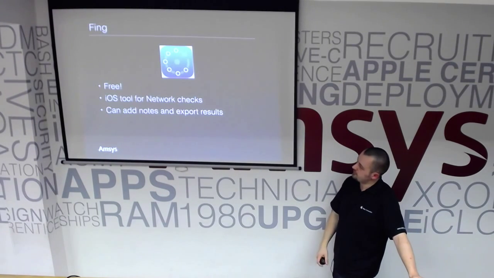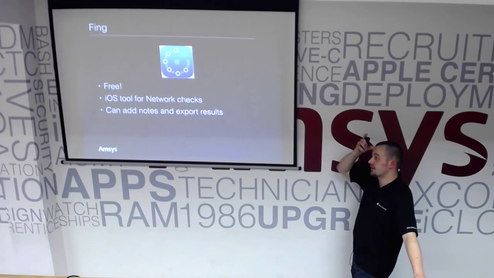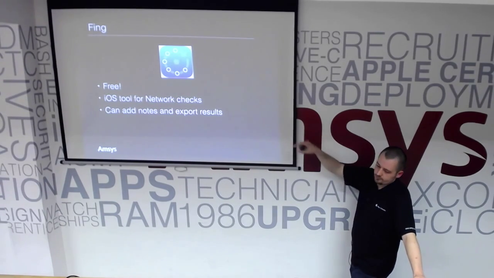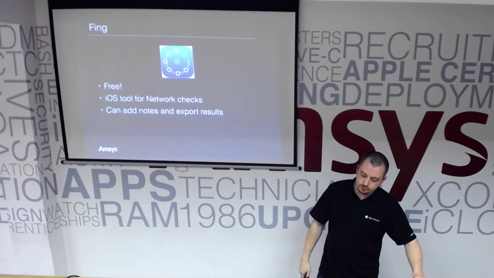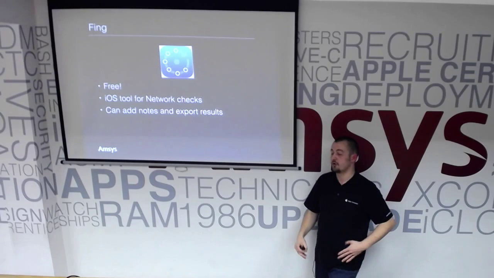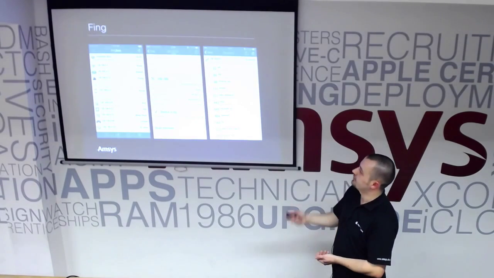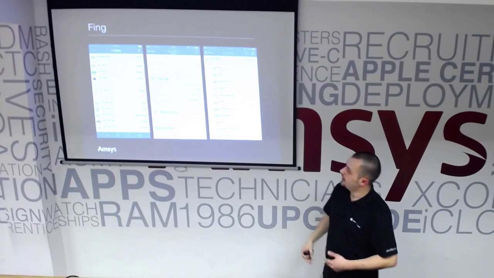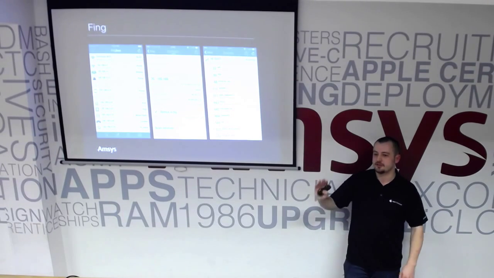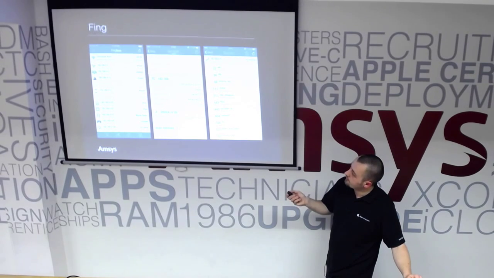Another one of my personal favourites, Bing. It's an iOS tool for network checks. You can add notes, export results, all that kind of thing. Essentially, you connect your iOS device to a wireless network, someone who's given approval for their network. You fire this up, you hit refresh at the top, and it scans through the IP ranges. It tries to get the information on devices. So sometimes you actually get certain names.